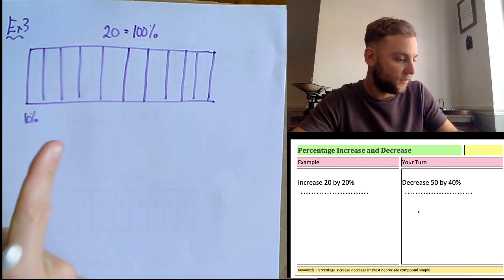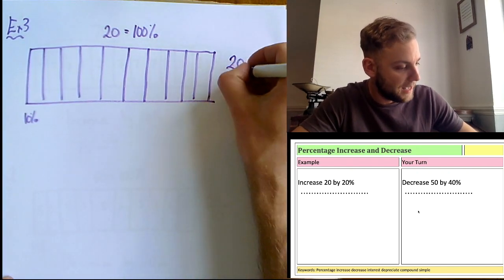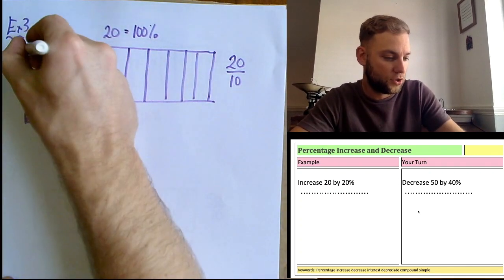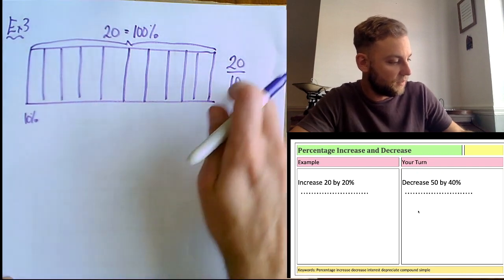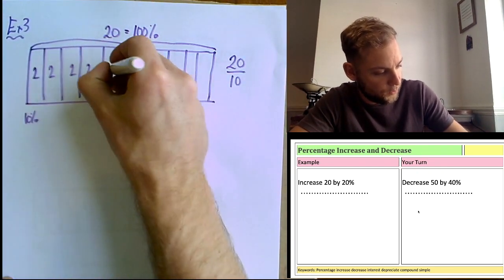Super. So let's find out what each of these little blocks are worth at the moment. And I do that by doing 20 divided by 10, because there's 10 blocks. We know that the total of this here is 20. So 20 divided by 10 is 2. So each of these are worth 2.